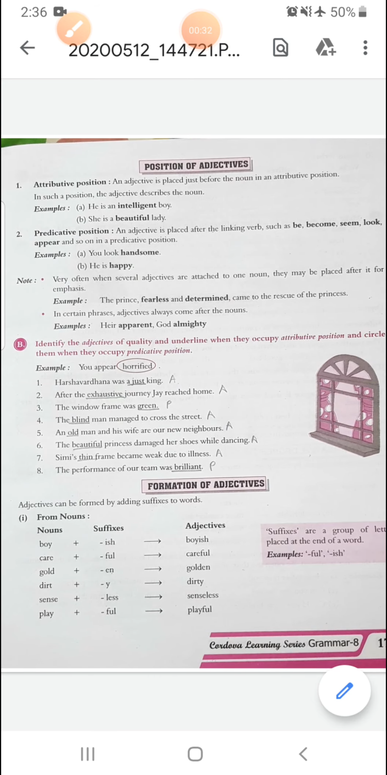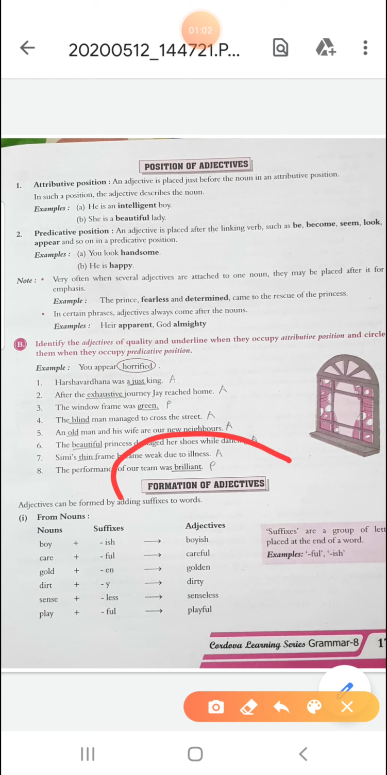The second topic that we completed was position of adjectives, and there were basically two that you can see here on this page: attributive and predicative positions. And we did this exercise B also. In this video, we will start with formation of adjectives and we will do degrees of comparison also.